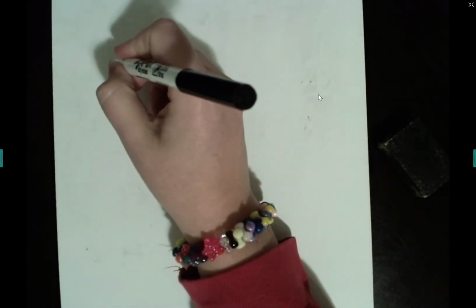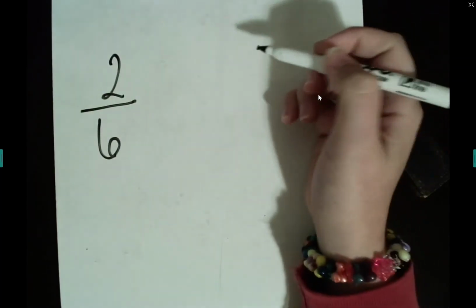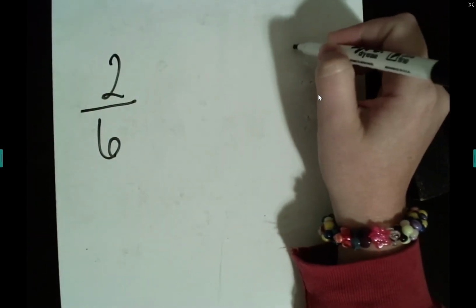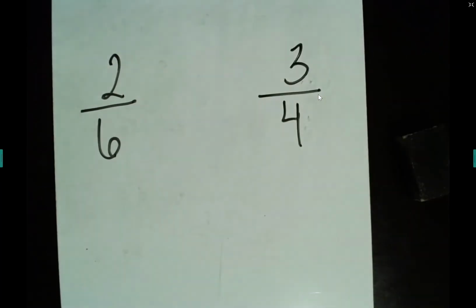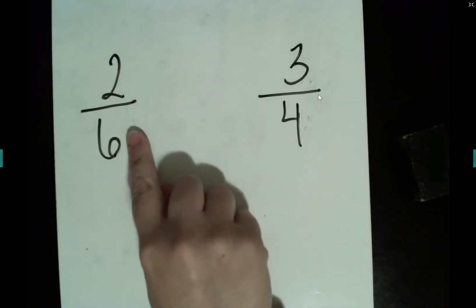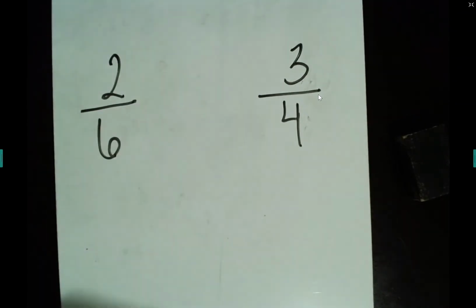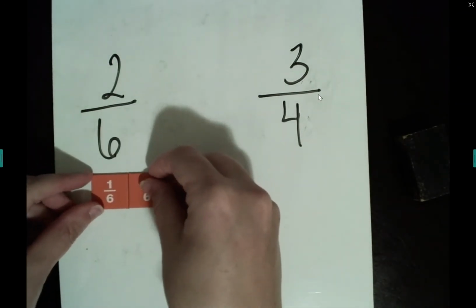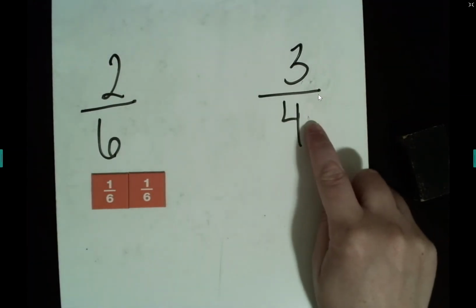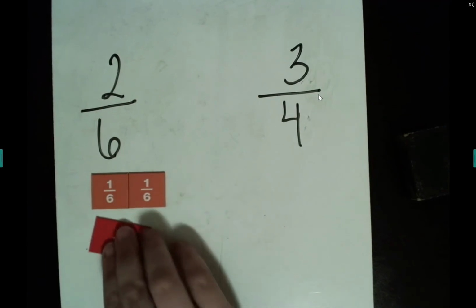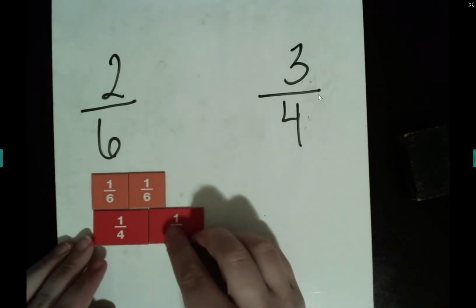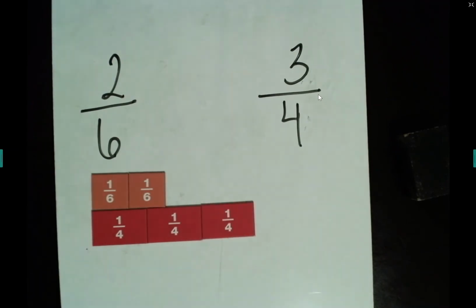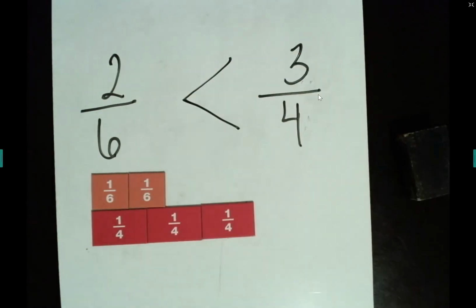All right, we're going to do one more together. Let's do 2/6 and 3/4. Right, again, I need to find my 6 in the denominator. I need to get 2 of them. 1/6, 2/6. Line them up nice and neatly. I need to find my fourths. I need to get 3 of them. 1/4, 2/4, and 3/4. Again, using your fraction rods, you can easily see that 3/4 is greater.